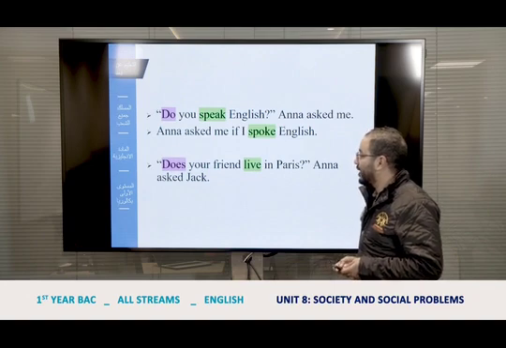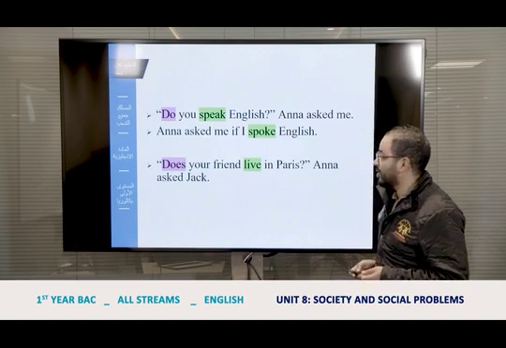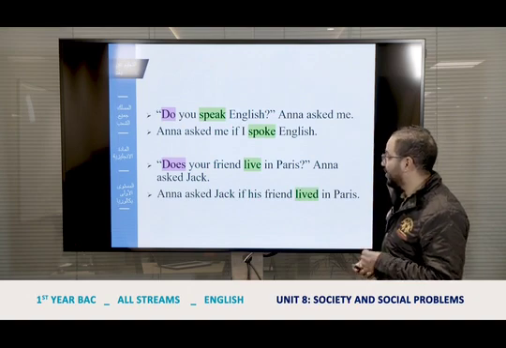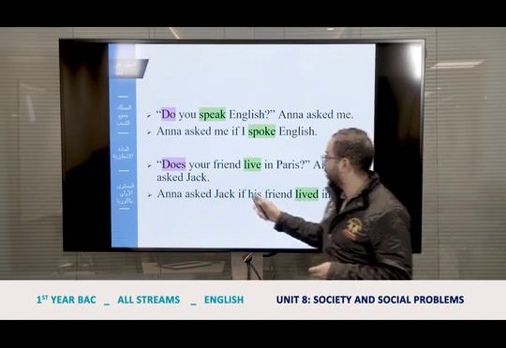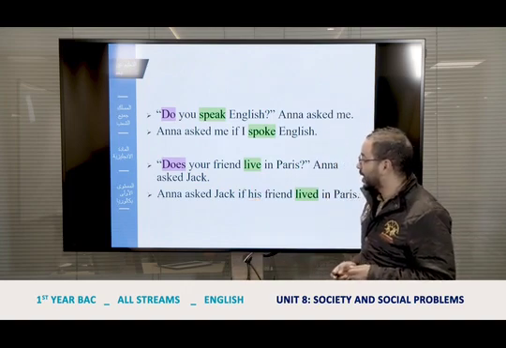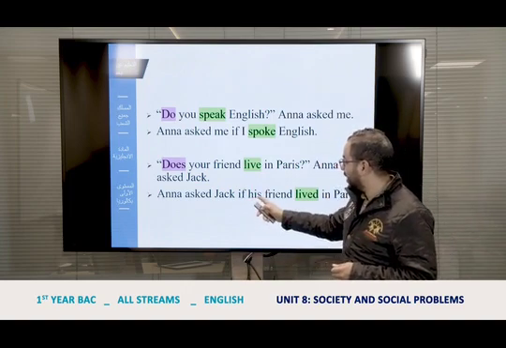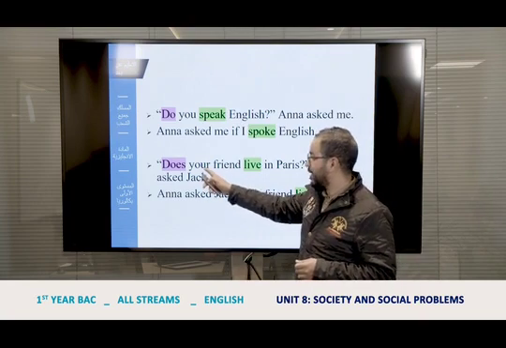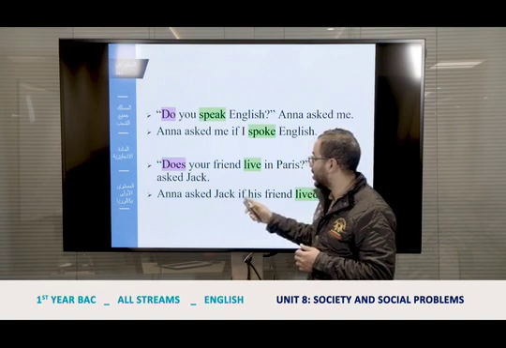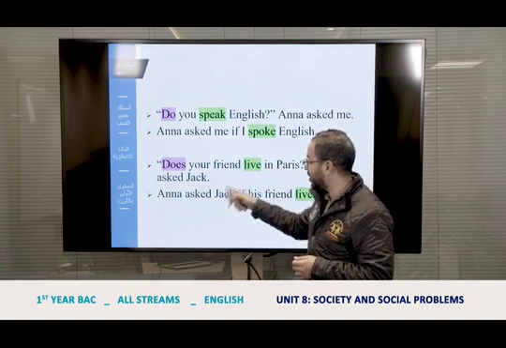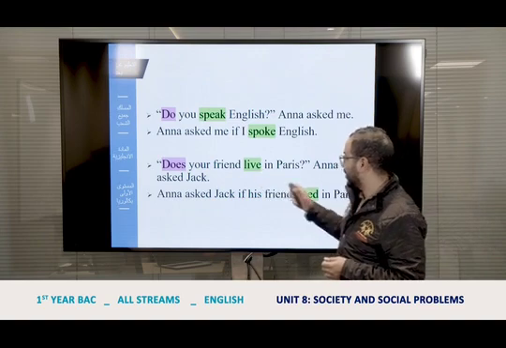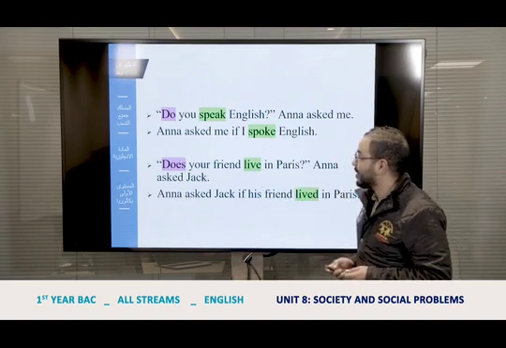Next, "Does your friend live in Paris?" Anna asked Jack. So Anna asked Jack if his friend... here we use if or whether, but if is the one we use in general. She's asking him, she used "your friend," but when I'm reporting, Anna asked Jack if his, which means the friend of Jack, his friend lived, the past of live, in Paris.